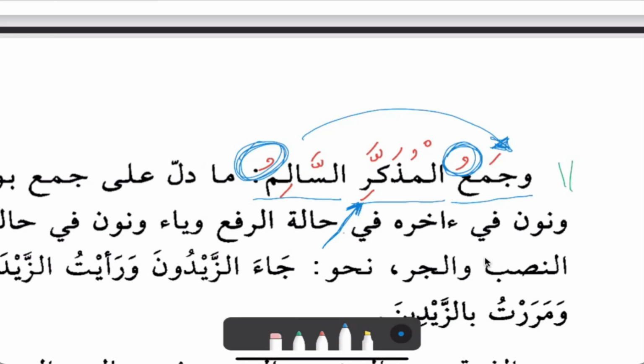So that means that this word salim is not describing mudhakkar. Salim is describing jama'. So think about that if you need to.